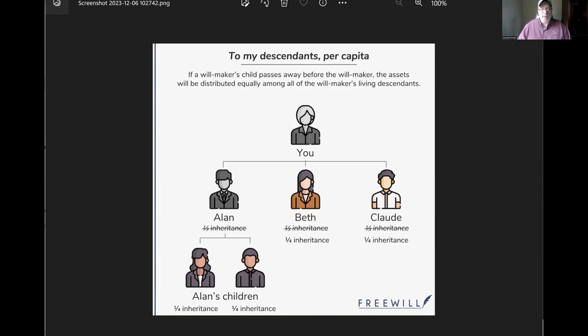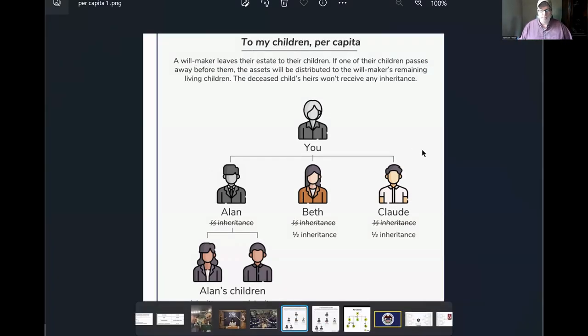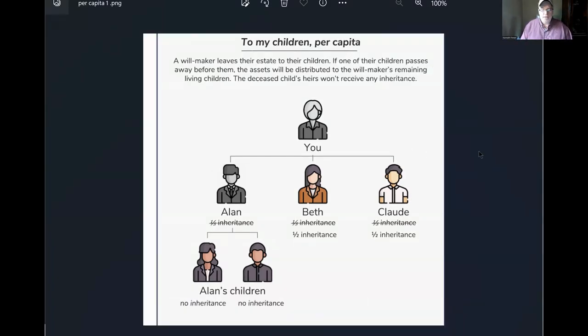So for the most part, let me go back to that. On this exam, per capita means that if Alan dies before you, then Beth and Claude keep the entire amount and the grandchildren are shut out. That's per capita. You can change that and name the children. God forbid they throw a curve at you, but you can name Alan's children and say, listen, I want it to go to all my descendants. Then it would be split that way. But for the test, unless they throw a curve in there, it's going to be only the alive children who get the money, and they split that per capita.